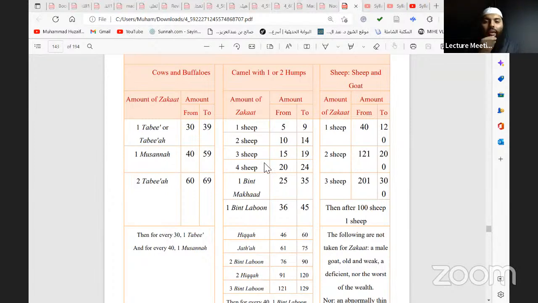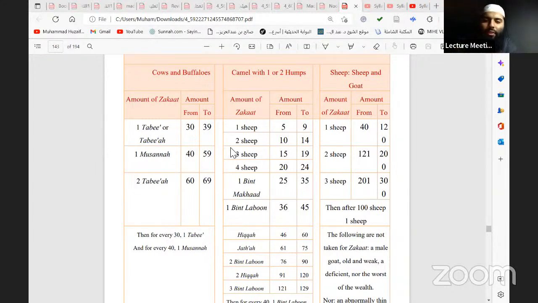If you have camels, if you have 5 to 9, meaning if you have 4 camels, you don't have to give zakah on them. If you have 5 to 9, you give 1. 10 to 14, 2. 15 to 19, 3. You'd give sheep, just normal sheep. 20 to 24, 4 sheep. It's basically the 5 times table, except you don't count the first 5.